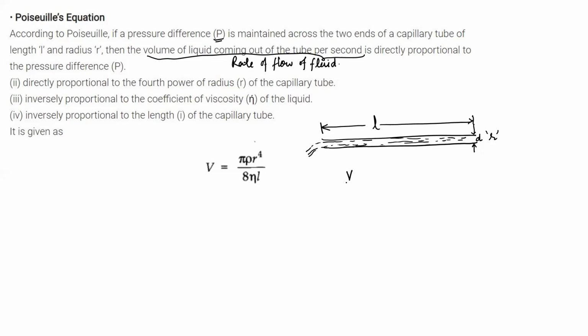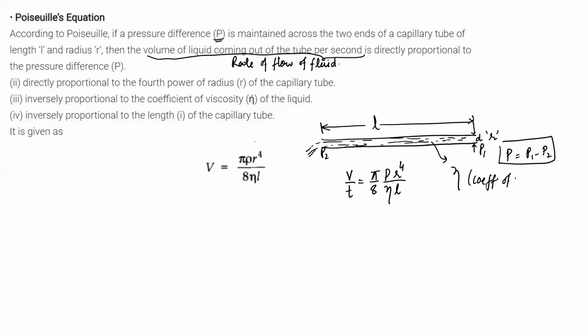So we can write it as V by T is equal to pi by 8. Suppose this is P1 and this is P2, so the pressure difference can be written as P1 minus P2, from the first end to the last end. P1 will be the higher pressure and P2 will be the lower pressure, and it can be written as P r to the power 4 upon neta L, where neta is the coefficient of viscosity of the fluid.